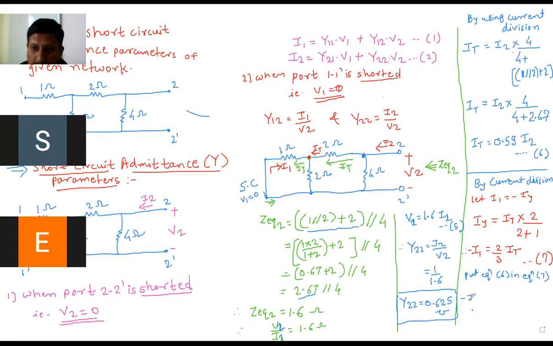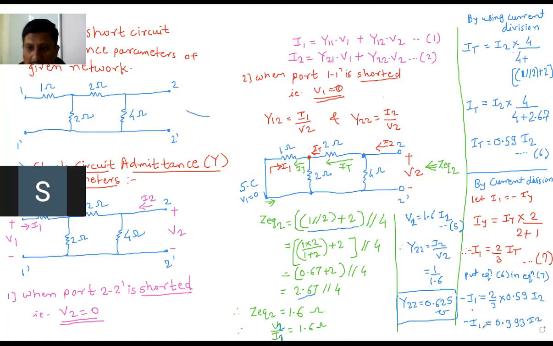काय मिळालं, मायनस I1 is equal to 2 by 3 into IT is replaced by what, 0.59 into I2. हे सगळं कॅल्क्युलेशन सांगा मला. मायनस I1 is equal to this calculation, you can tell. 0.393 into I2. आता मिळालं का मला I1 आणि I2 चं रिलेशन. सो दिस इज इक्वेशन नंबर 8.